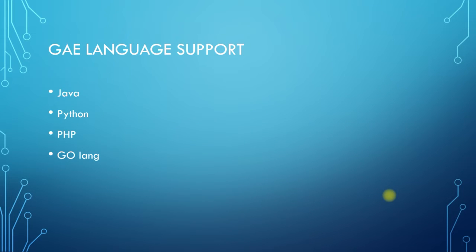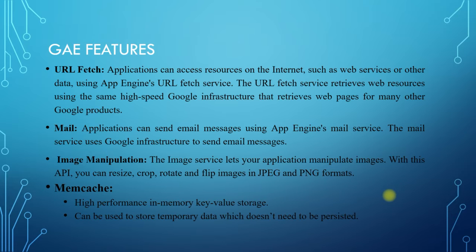So what languages does Google App Engine support? We have Java, the all-time Spring, Python, PHP, and Golang. These are the commonly used languages. There are many more. Now we need to know some of the GAE features.